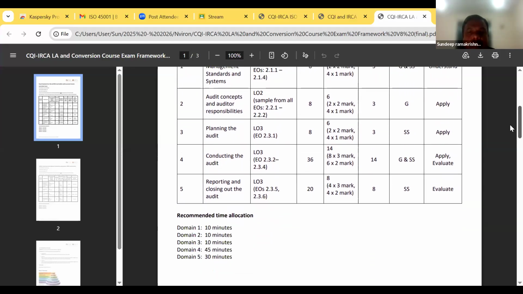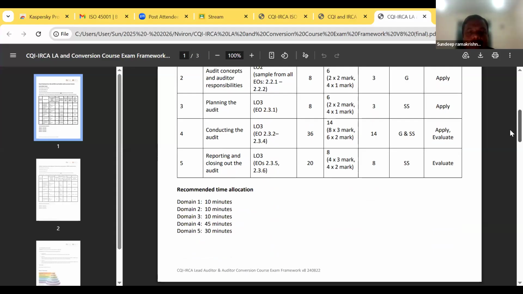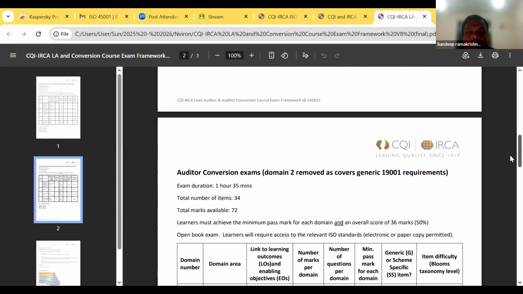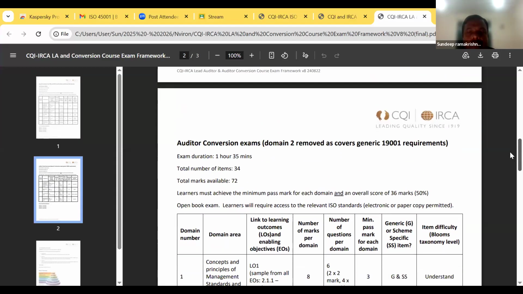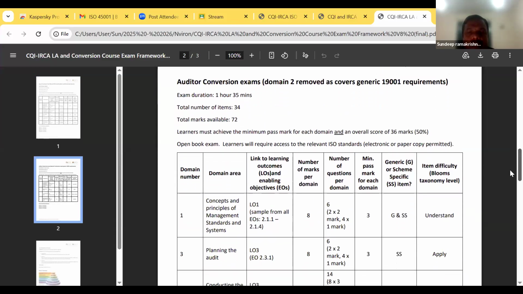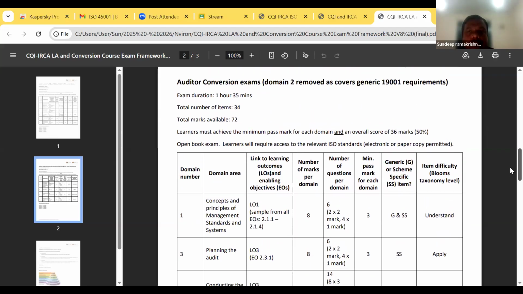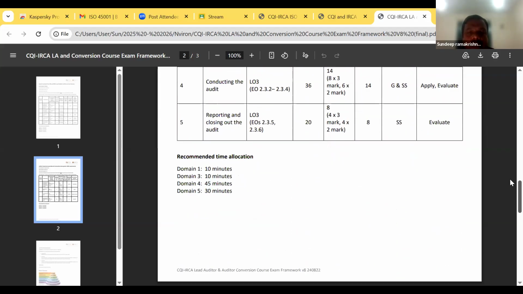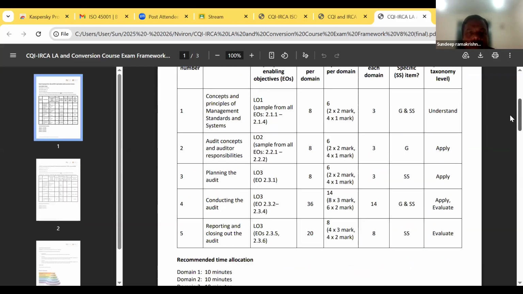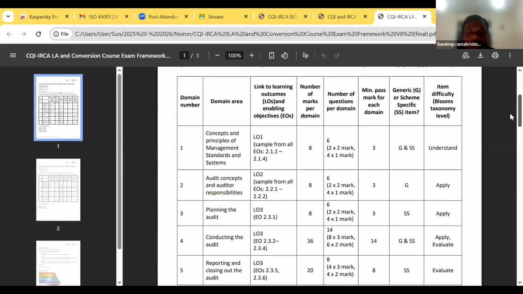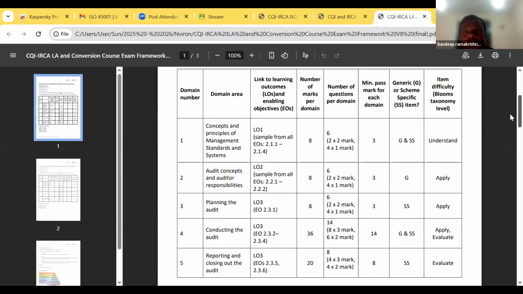So you should try to divide your time correctly, right? This is their recommended time allocation. This is for auditor conversion exams, for those who were certified under the 18001 2007 standard and want to convert to 45001. This is their requirement, so this is what you need to refer to. These are the 5 sections. In each section, minimum 50%.